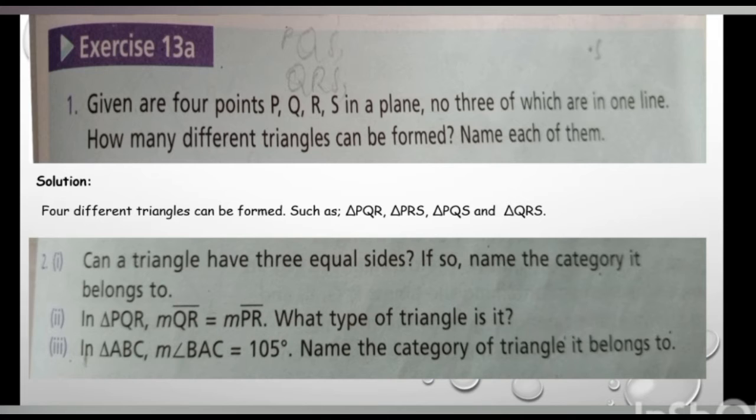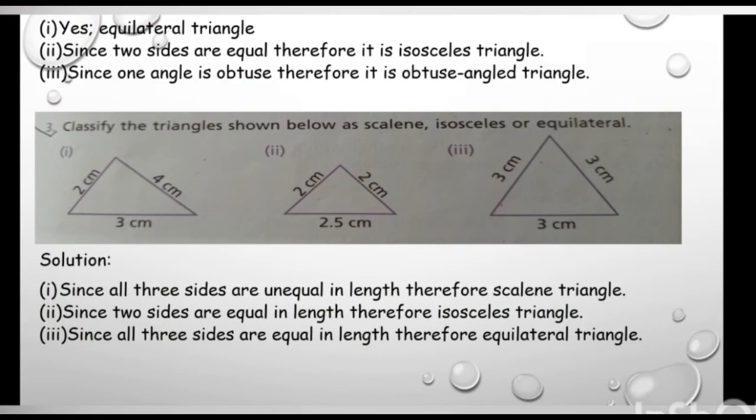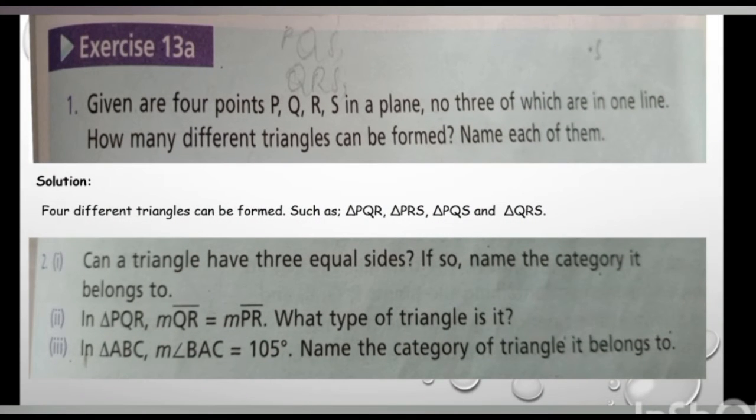In this question, in this triangle which is PQR, two sides are equal, and we have studied that if 2 sides are equal, then the triangle is called an isosceles triangle. So the answer of part 2 is, see part number 2. Since 2 sides are equal, therefore it is an isosceles triangle. Now move towards part 3, the last line. In triangle ABC, measure of angle BAC equals 105 degree. Name the category of triangle it belongs to.